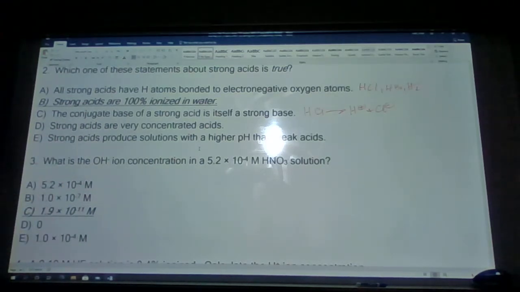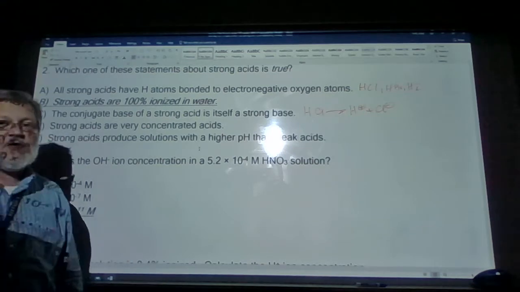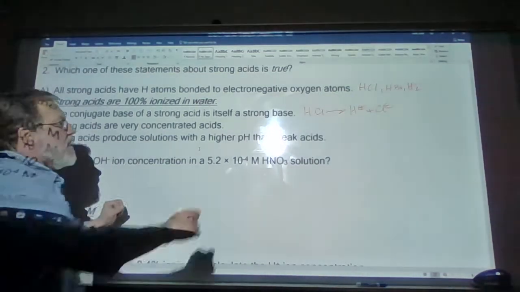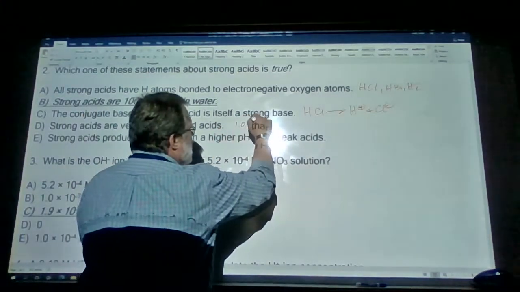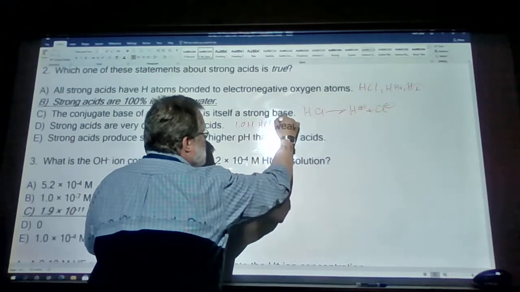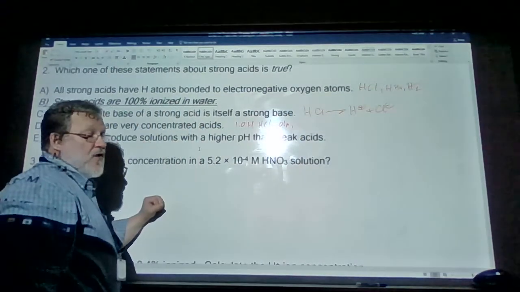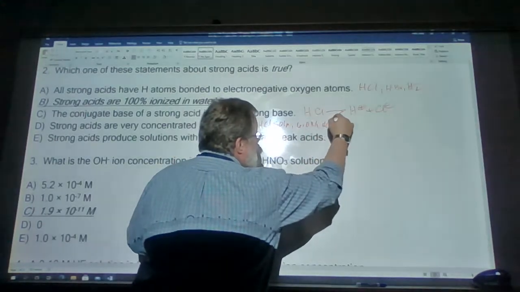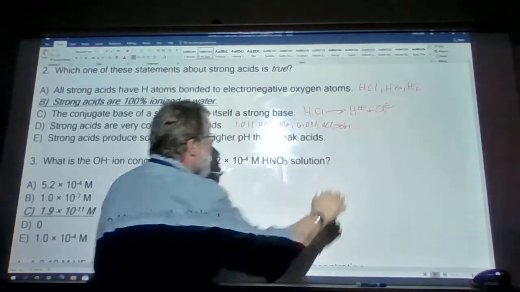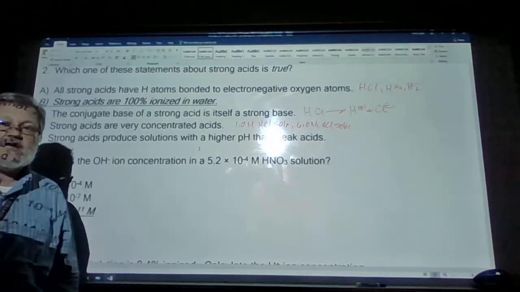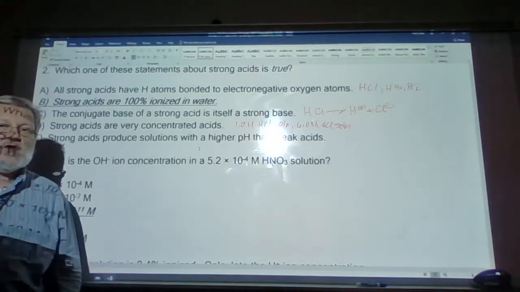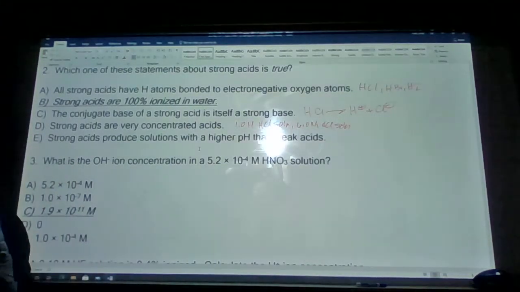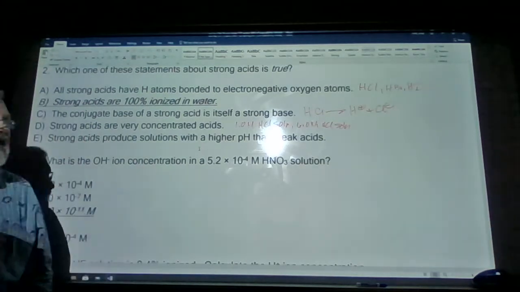Strong acids are very concentrated acids. It has nothing to do with concentration. If I have a 1.0 molar HCl solution, that's a solution of a strong acid. But so is a 6.0 molar HCl solution. That is also a strong acid. So a strong acid has nothing to do with the concentration. It has to do with the identity of the acid itself.